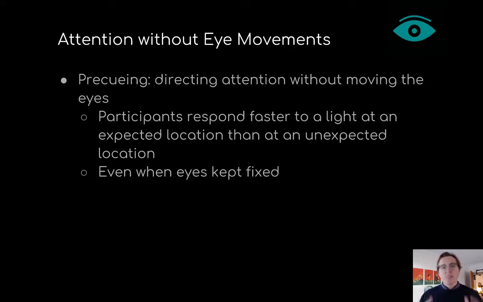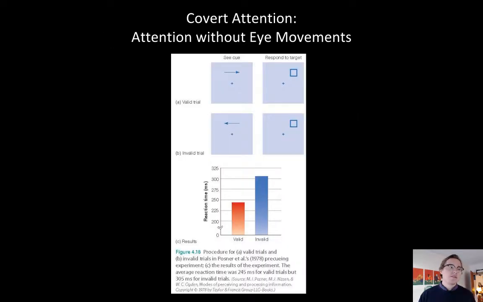What happens is oftentimes, if I tell participants that a cue is going to appear on the left side of the screen, without even moving their eyes, they will indicate that they see an object appearing on the left side of the screen much faster than an object appearing on the right side of the screen. And this is even when the eyes are kept fixed and straight on a focus cross. And here's an example of that.